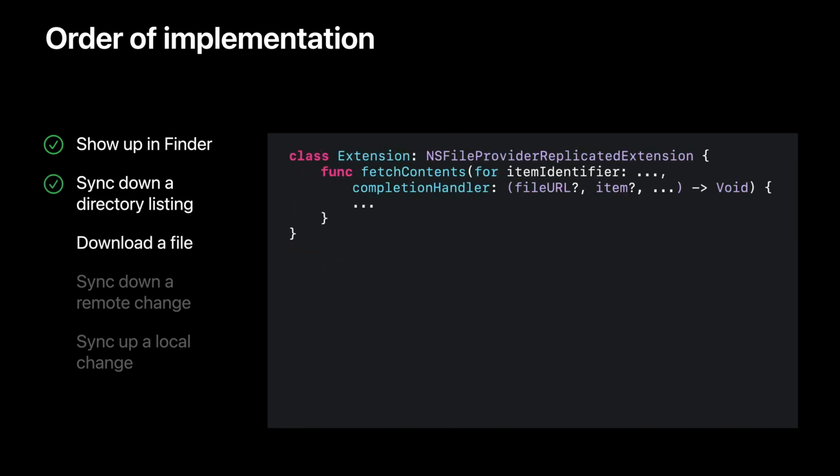The fetch contents method is called by the system when we open one of the dataless files. Our job is to download the file contents to a location on disk, then call the completion handler with that location's URL. The system will use the contents to fill the dataless file and then clean them up for us.